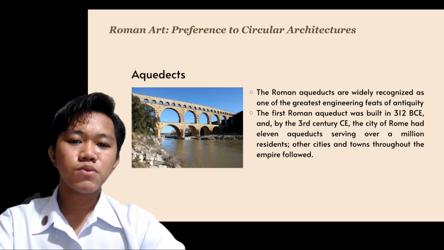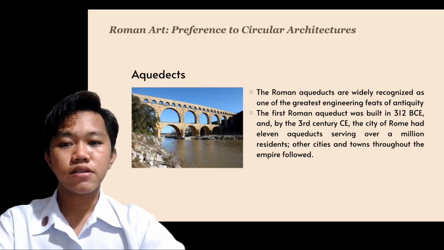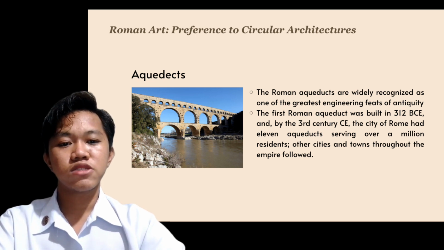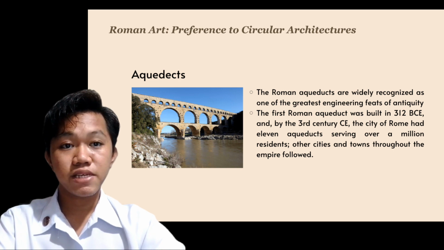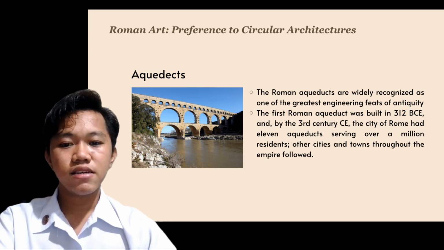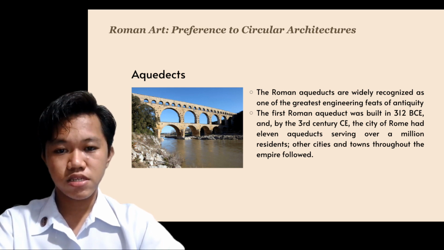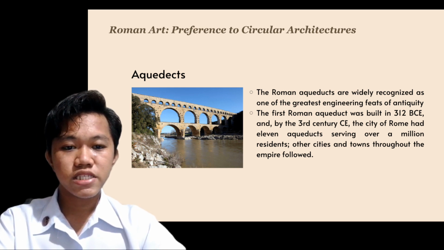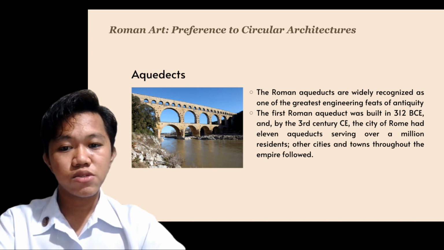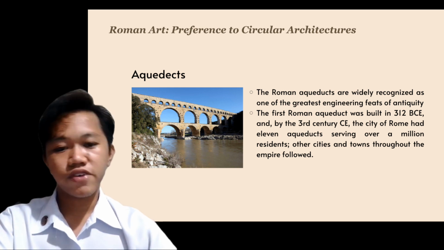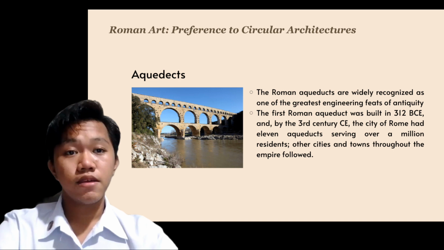Around a million people were served by 11 Roman aqueducts by the 3rd century CE, when the first one was constructed in 312 BCE. Subsequently, additional towns and cities across the empire also had aqueducts. Some of these building marvels are still in partial use today, after decades of careful maintenance.